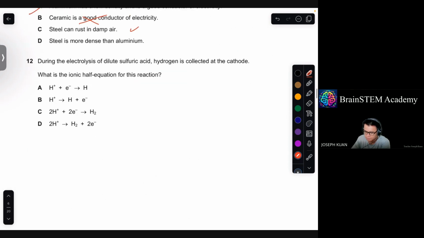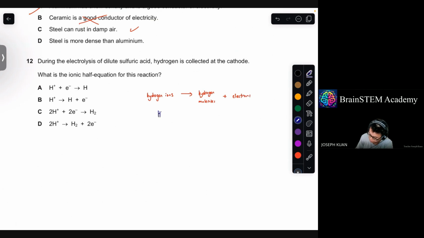Moving on to question 12. During the electrolysis of dilute sulfuric acid, hydrogen is collected at the cathode. What is the ionic half equation for this reaction? So what we know is hydrogen ions, they come to the cathode and get discharged to form hydrogen molecules, not atoms, and releasing electrons in the process. Then translate this into a chemical equation.